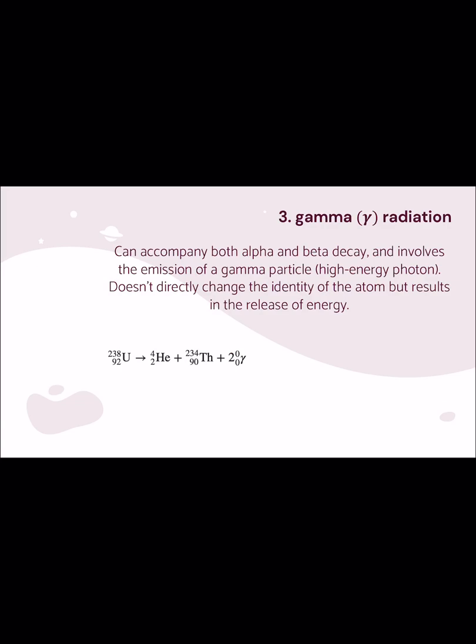So here's the reaction, the decay of uranium that we saw earlier. It's turning into thorium and helium, but note that even in this reaction, there's also going to be some high energy photons that are released as well. They show up here. So you won't need to know how many photons are released. That's pretty advanced stuff, but just know that the definition of gamma radiation is when gamma particles or high energy photons are released.